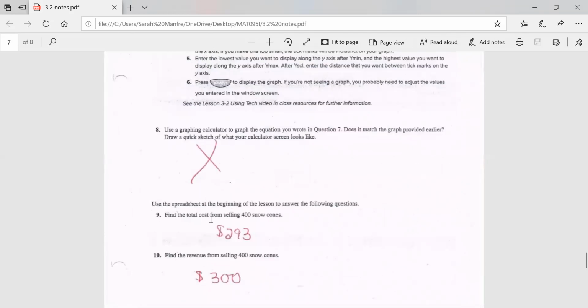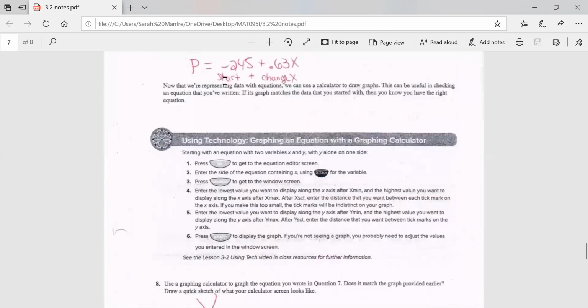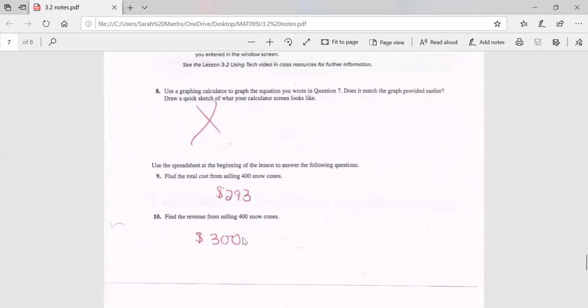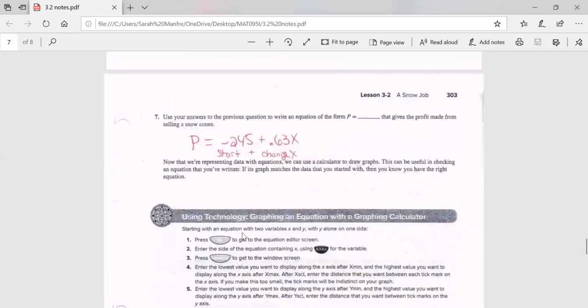Find the total cost from selling 400 snow cones. Well, I'm using the equation that I found up here. Negative 245 plus 0.63 times 400, okay? And when you do that, you get $293, okay? Find the revenue from selling 400 snow cones, okay? It's $300.